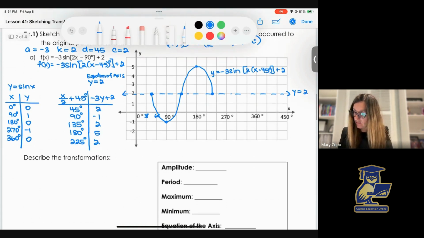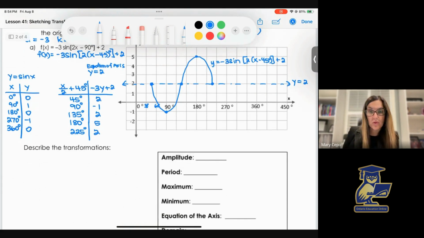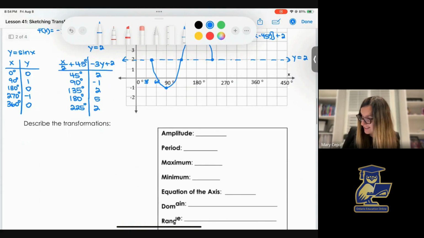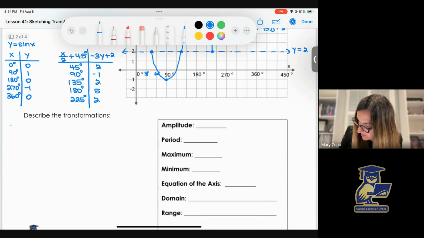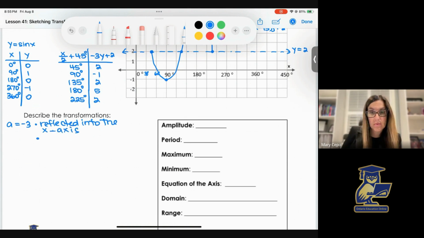Okay, let's describe the transformations. So again, we've already identified A, K, D, and C. Let's list them, and then we can describe those transformations. So we know A is equal to negative 3. Because A is negative, we know it's reflected in the x-axis. The 3 means we have a vertical stretch by a factor of 3.